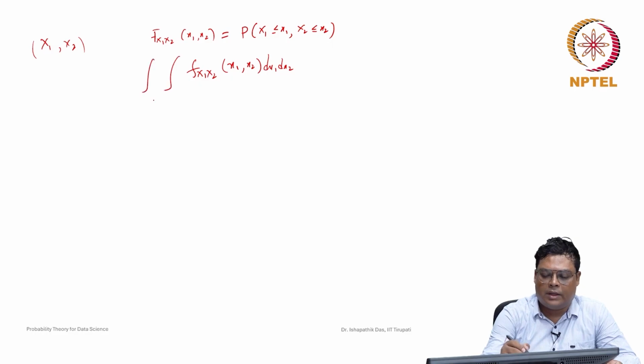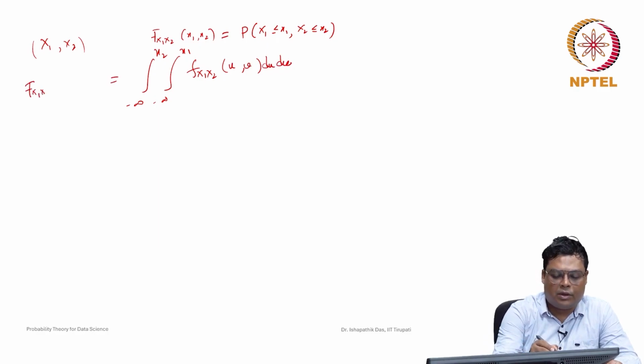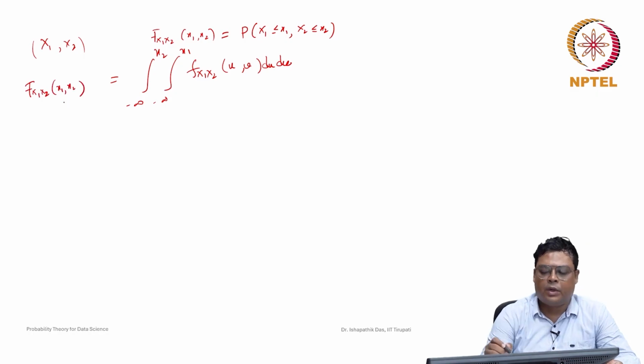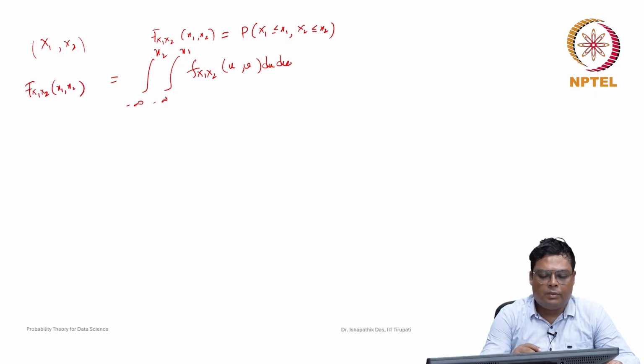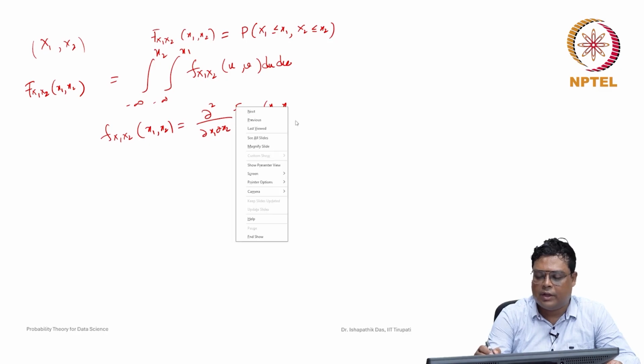Minus infinity to x1, minus infinity to x2. Then we need to change the variable, as we are using x1 and x2 as the limits, so we can write it as u and v, du dv. Then this can be represented as F of x1, x2. This is the cumulative distribution function, and the function inside is known as the density function. This density function can be found as del squared over del x1 del x2 of F(x1, x2), assuming that this exists for all x1, x2.